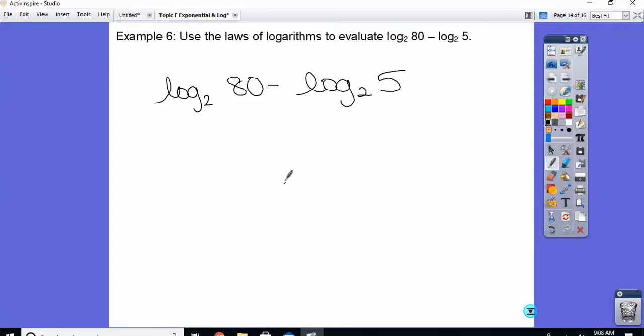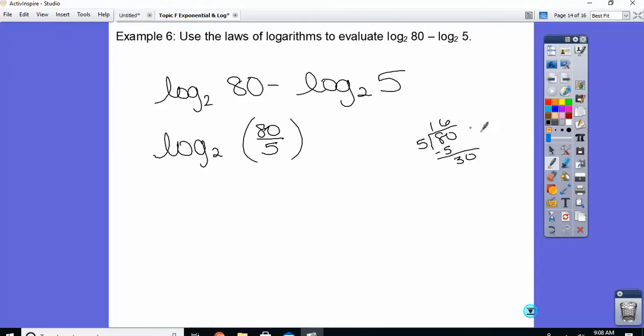Division. So you write the log one time, and you divide the 80 over 5. So 80 divided by 5, if you didn't know that, you could work it out. So 80 divided by 5 is 16. So this is log base 2 of 16.